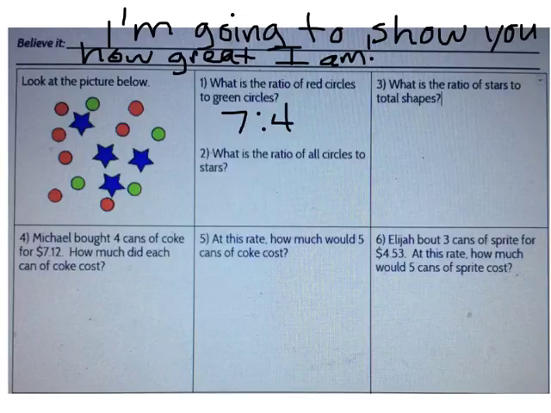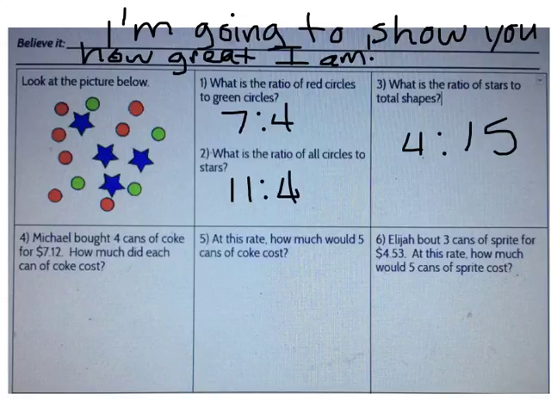What is the ratio of all circles to stars? Go ahead and fill in that ratio now. There are 11 circles and 4 stars, so the ratio is 11 to 4. What is the ratio of stars to total shapes? Go ahead and fill in that ratio now. There are 4 stars and 15 total shapes, so the ratio is 4 to 15.